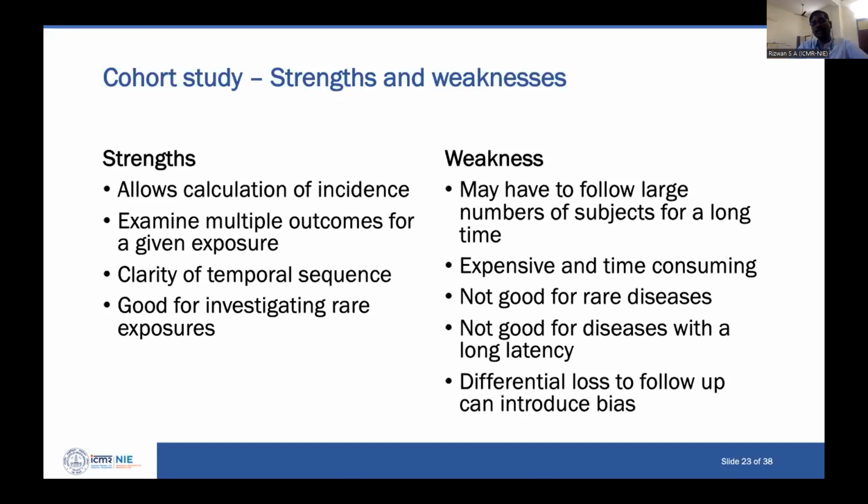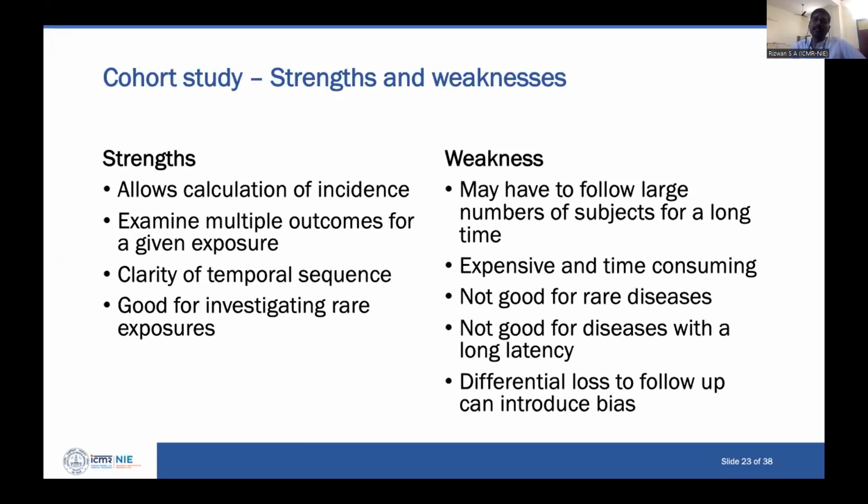And it is good for investigating rare exposures. For example, somebody is exposed to a particular oil leak, or somebody is exposed to a particular chemical leak. Those will become a cohort and you can follow them up for 5 years, 10 years to identify outcomes which are associated with that particular exposure.